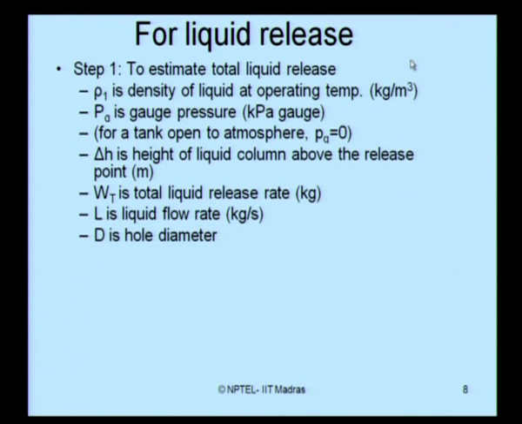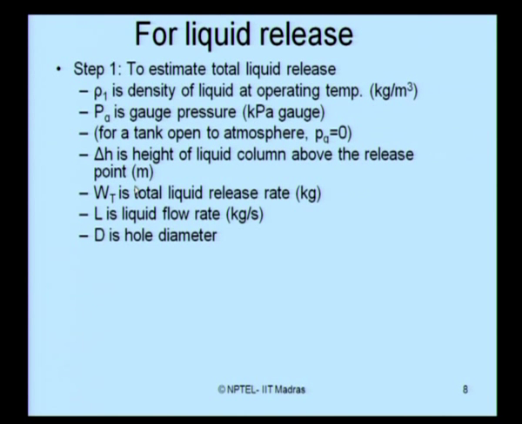Suppose if it is a liquid release, then try to understand what is the density of the liquid at operating temperature. Try to know what is the gauge pressure at which it is operating. For example, if you are dealing with a tank open to atmosphere, then you can consider this as 0. Determine delta H, which is the height of the liquid column above the release point.